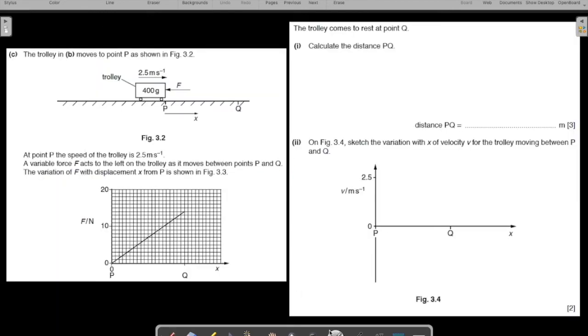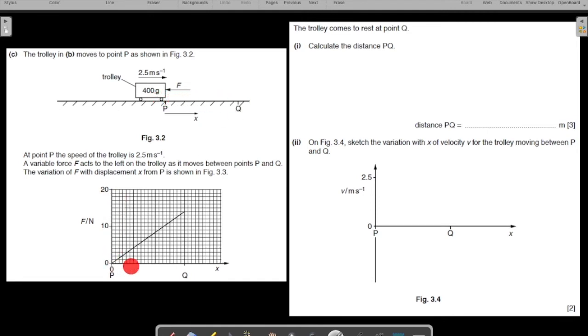Now the next question. The trolley in B moves to the point P as shown in this figure. It's the same question, same data, but some additional information has come in here. At point P, the speed of the trolley is 2.5 meters per second. A variable force F acts to the left of the trolley as it moves between point P and Q. The variation of F with the displacement from P is shown here. So a backward force is acting and still the trolley is moving from P to Q.